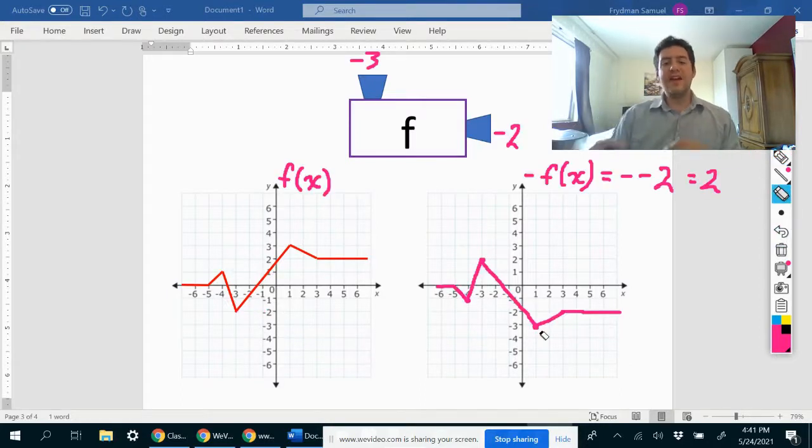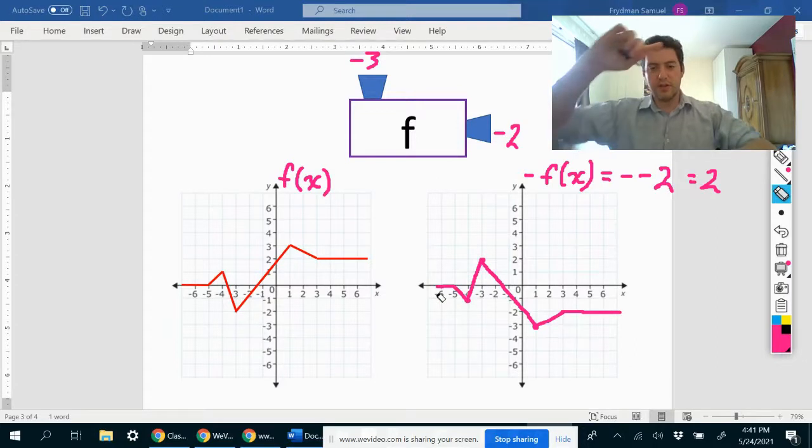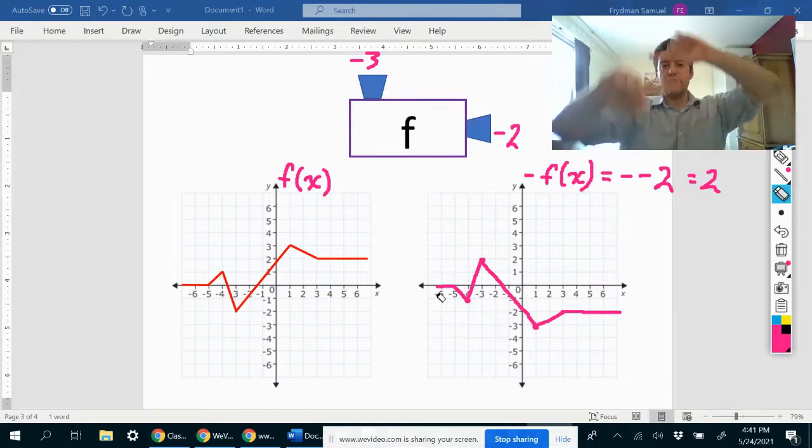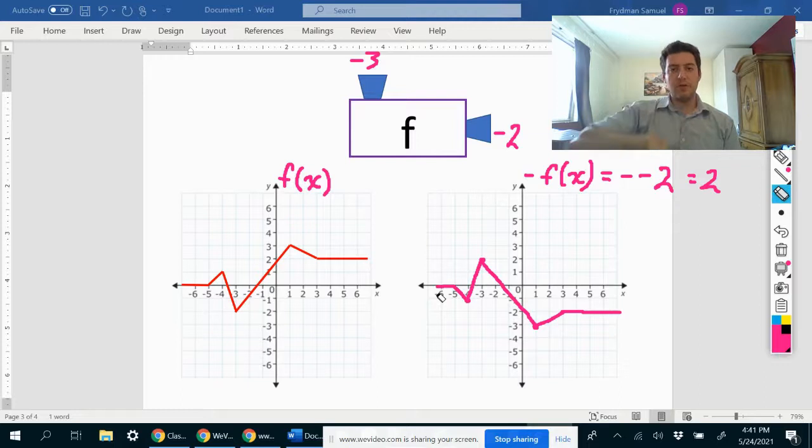Okay, you can see everything got flipped, right? So this used to be here, now it's up here, okay? This used to be here, now it's down here. Everything just got flipped over. Yeah, so that's it. Well, I should mention that it was flipped vertically. It was flipped in the up and down direction, okay?